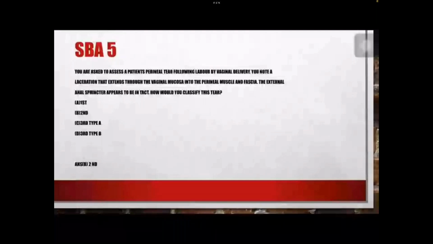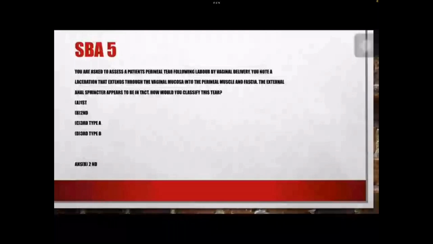Okay, so next question is: you are asked to assess a patient's perineal tear following labor by vaginal delivery. You note a laceration that extends through the vaginal mucosa into the perineal muscle and fascia. The external anal sphincter appears to be intact. How would you classify this tear? Second degree tear.